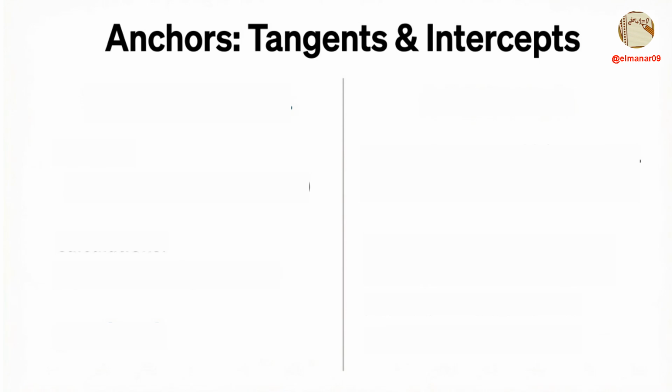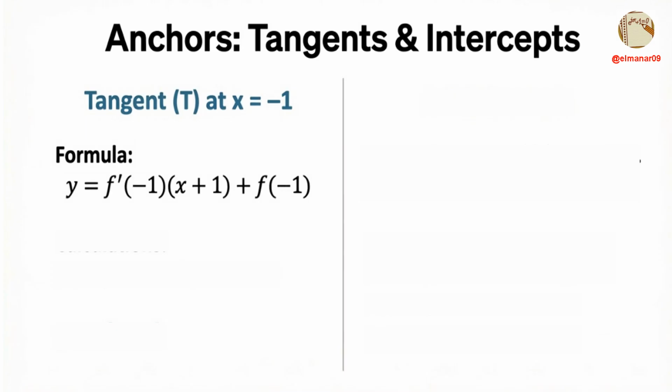Check out the left side of the slide. We're looking for the tangent, t, at x equals -1. Now, don't let the notation scare you. You're tougher than that. Look at that formula. y equals f prime of -1 times x plus 1 plus f of -1. It's a classic point-slope variation, and it's beautiful.